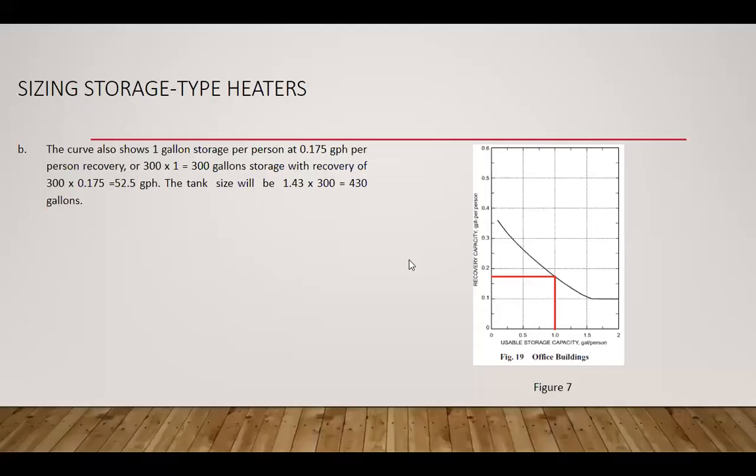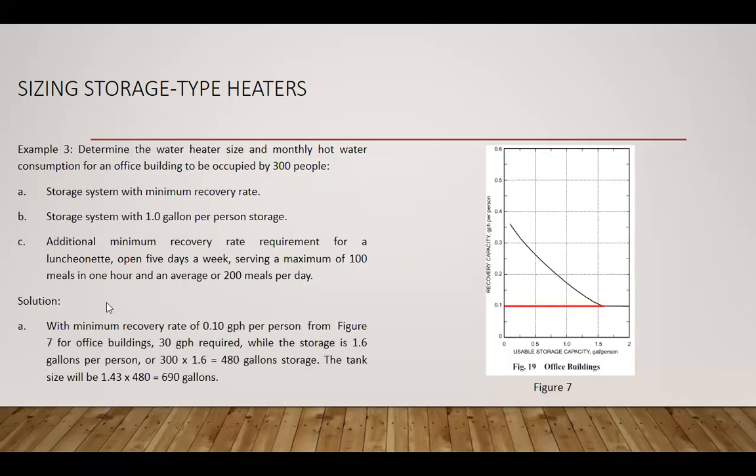Letter B, the curve also shows 1 gallon storage per person. Ito, at 0.175 gallons per hour per person recovery, or 300 times 1 gallon storage with recovery of 300 times 0.175, 52.5 gallons per hour. The tank will be sized 1.43 times 300 or 430 gallons. Ito yung little B, 1 gallon per person storage.